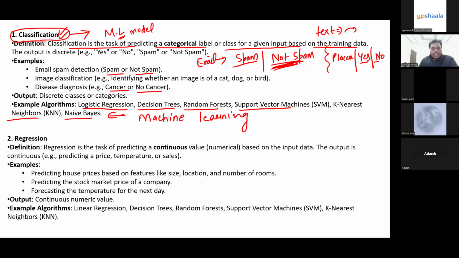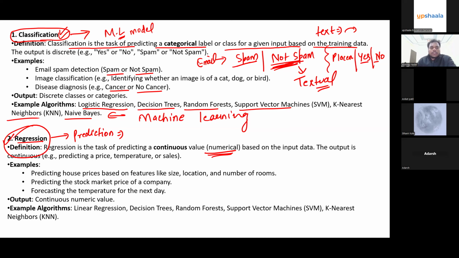On the other hand, there is one more term, known as regression. Regression means predicting, and whatever value is predicted will always be numerical in nature, not textual. Textual results are classification, and numerical results are regression. Suppose a machine learning model gives the result in numerical form. That means it is doing the regression task.